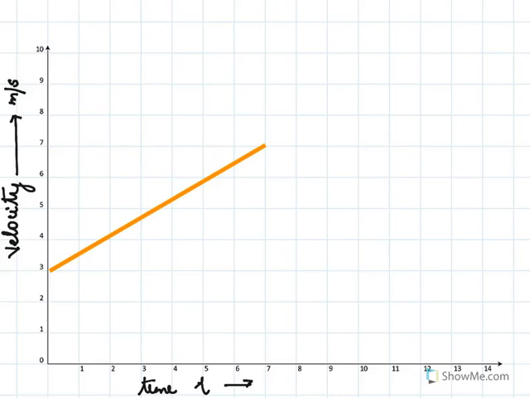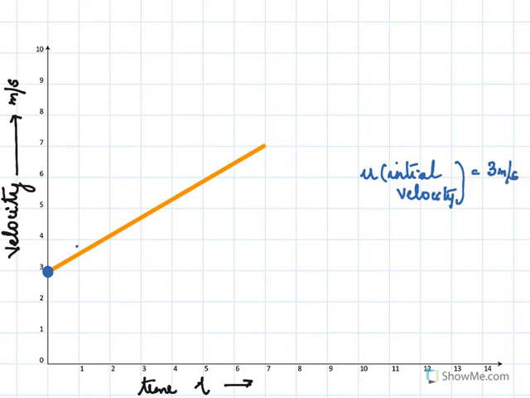This is a velocity time graph of a moving body. What does this graph tell us? Here, this is the initial velocity of the body, which we'll call u. Initial velocity. And in this case, we see it is 3 meters per second.